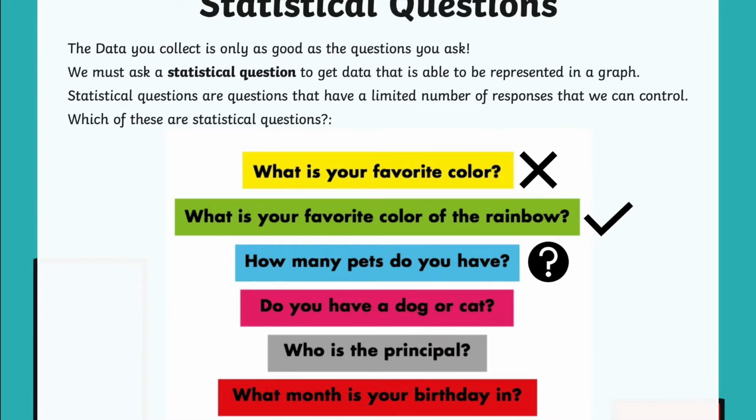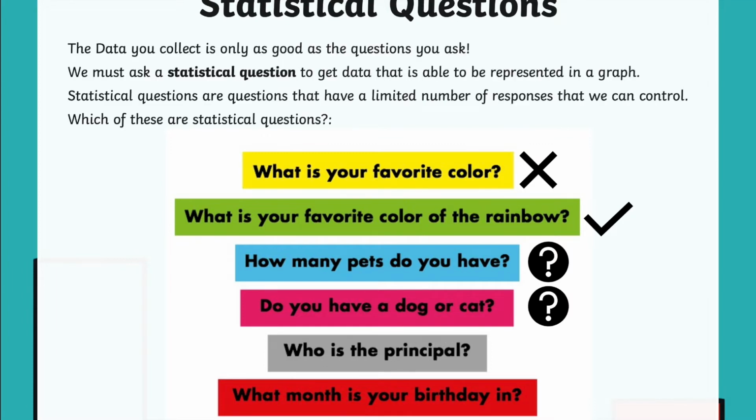How many pets do you have? That's okay, but it's not fantastic. Now, I know that most people have between, let's say, 0 and 5 pets. So I know that probably most of my responses are going to be between 0 and 5, but I can't be sure. I can't completely control that. I could get someone who has 15 or even 20 pets. So just remember that one, it's okay, but it's not fantastic.